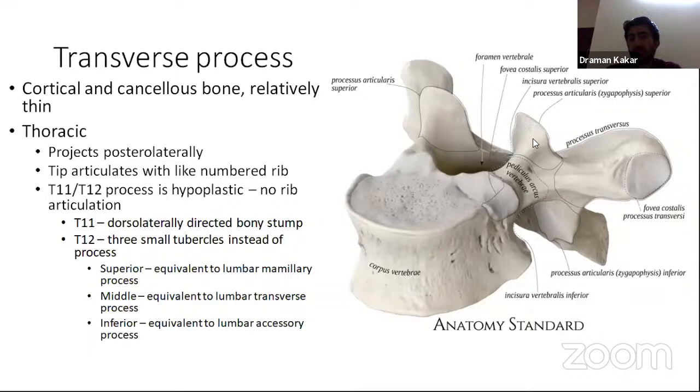The second difference from the lumbar is that each of the transverse processes has a facet joint for the articulation with the likewise numbered rib.